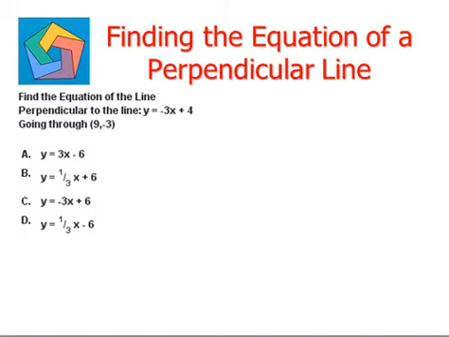The first one says: find the equation of the line perpendicular to the line y equals negative 3x plus 4, going through 9 and negative 3. Before we go on to solve the question, let's understand the steps involved.